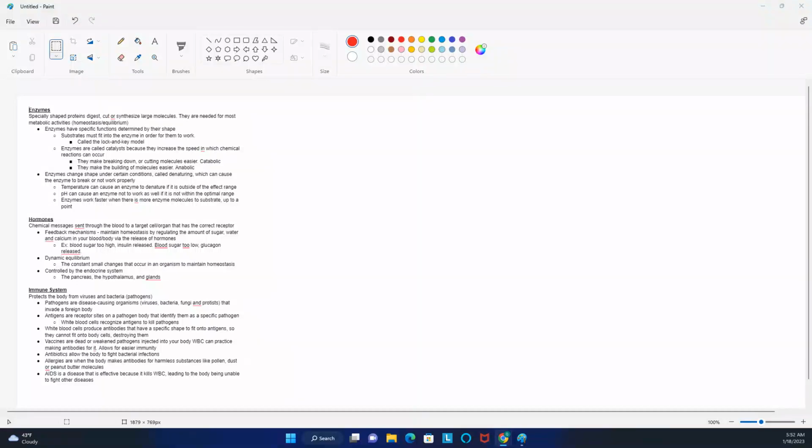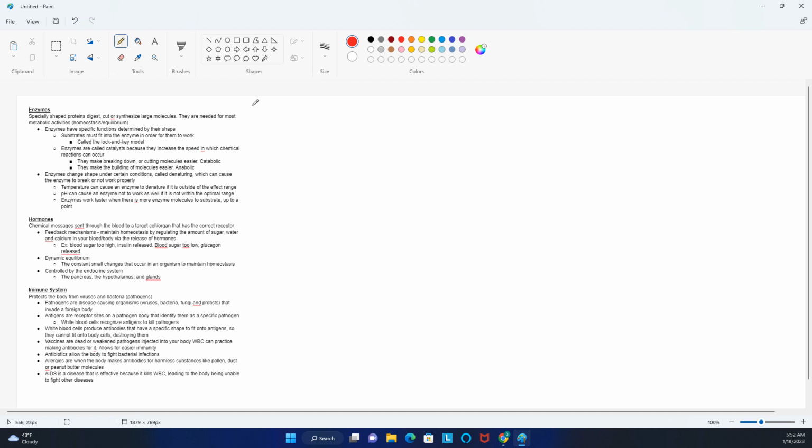So, in this summary, we're going to go over enzymes, hormones, and the immune system. The most important part for this section is going to be the enzymes, as that is definitely going to be on the test. However, there will be a few questions on both hormones and the immune system. So, I'm going to start off with enzymes, going over their functionality, what you need to know, and then we're going to continue with these other two down here.